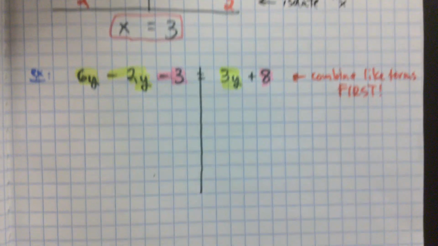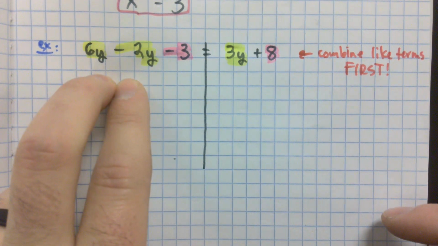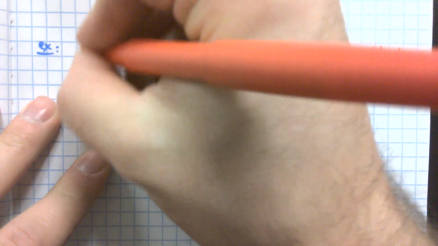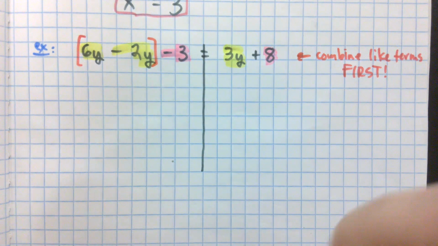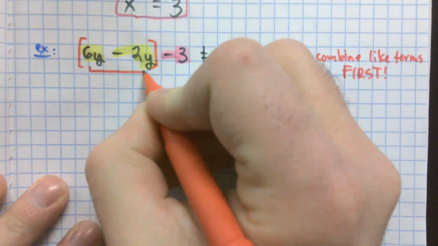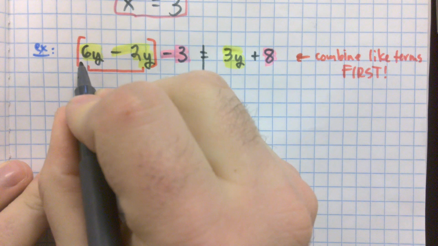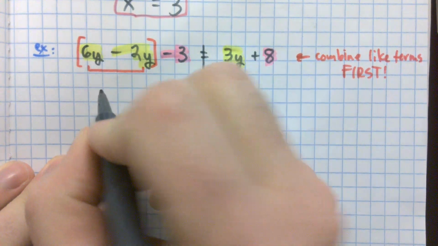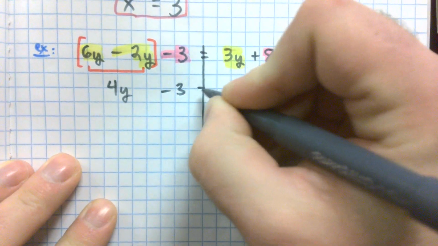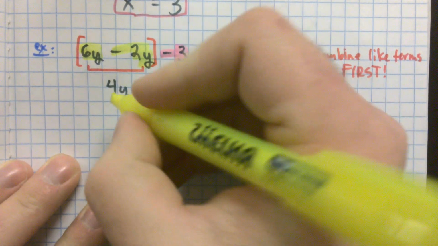We want to combine like terms first. If we look at the left side, I see I've got 2 yellow terms. Those are like variable terms. So I'm going to combine those first. What would 6y minus 2y give me? 4y. 6 minus 2 gives me 4y minus 3 equals 3y plus 8.